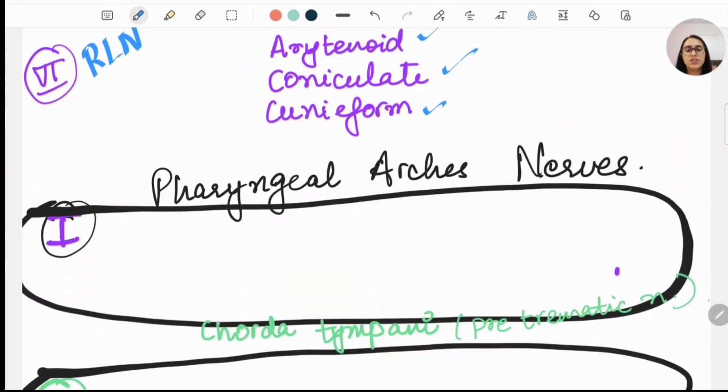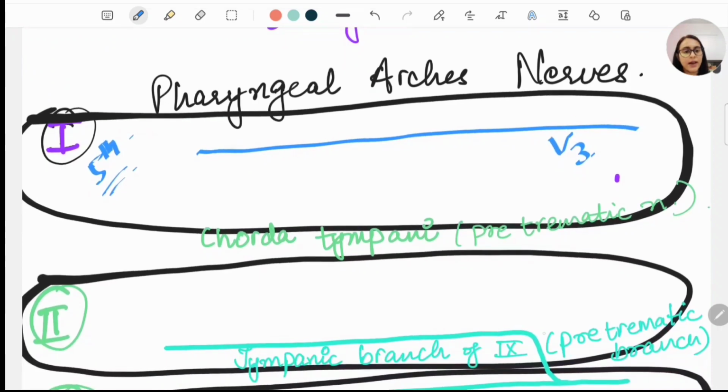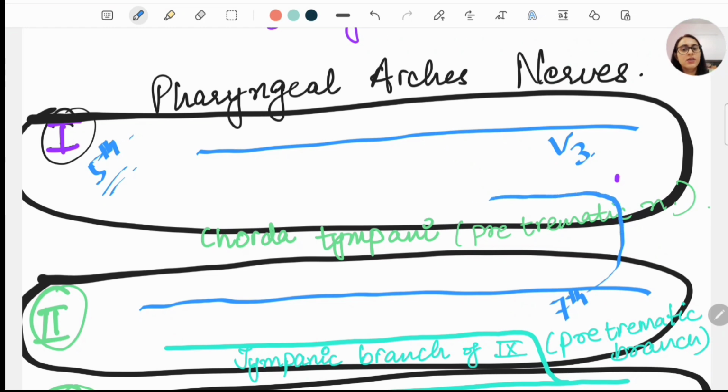Now the nerves of the pharyngeal arches. The first pharyngeal arch gives the fifth cranial nerve, which is the trigeminal nerve. So we can write the mandibular division of the trigeminal nerve, as well as a pretrematic branch arising from the second pharyngeal arch nerve. The second pharyngeal arch nerve is the seventh cranial nerve, which is the facial nerve. A branch of the facial nerve gives the pretrematic branch, which is the chorda tympani, and this chorda tympani is going to supply the tongue, in the upper region, above the mandible.